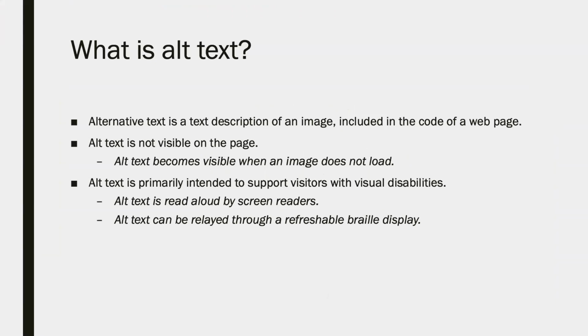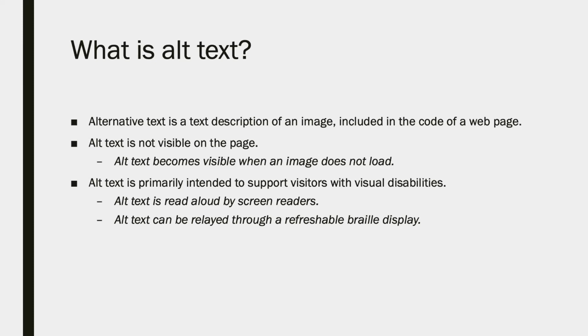It's not usually visible. Alt text will become visible on the page if the image itself does not load for some reason. The text will just be placed in the spot where the image was supposed to be. The primary purpose of alt text is to support visitors with visual disabilities. It's read aloud by screen readers, and it can be relayed through other assistive technology devices like Braille displays.